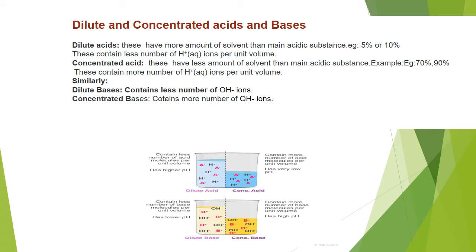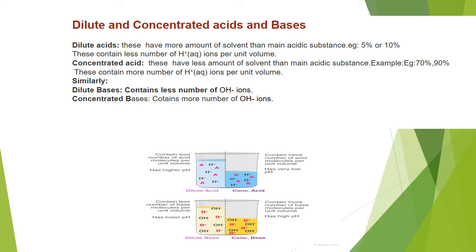Dilute and concentrated acids and bases. Dilute means they have more solvent than the main acidic substance, like 5% concentration. Out of 100, only 5 parts are the main compound. These contain fewer H+ ions.